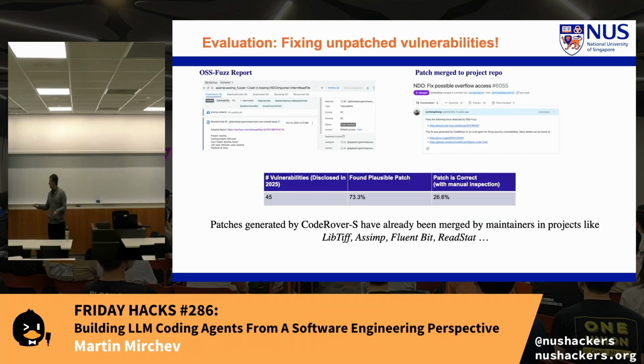Now, evaluating this in practice, we took a collection of real vulnerabilities that were disclosed in OSS-Fuzz and ran the agent on them. For 73% of them, we found a plausible patch. Here, plausible means that it did fix the test case that was presented. As I mentioned, just because you fixed one test case that you know failed doesn't mean you've solved the underlying problem. So plausibility is the best we can do with an automated approach.